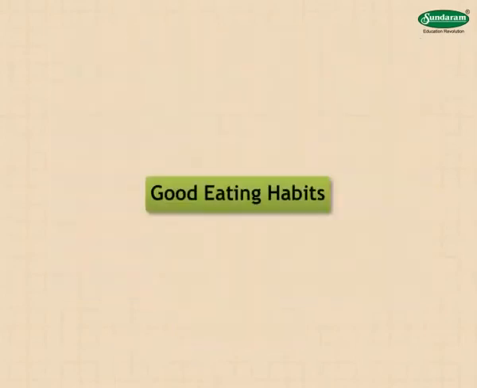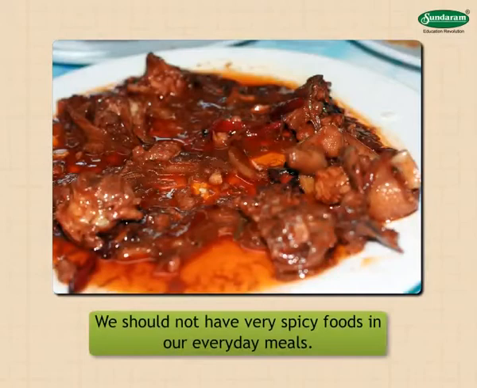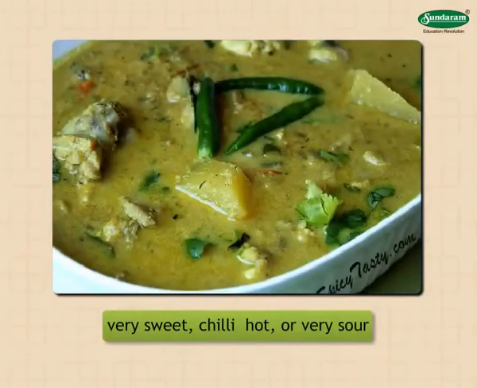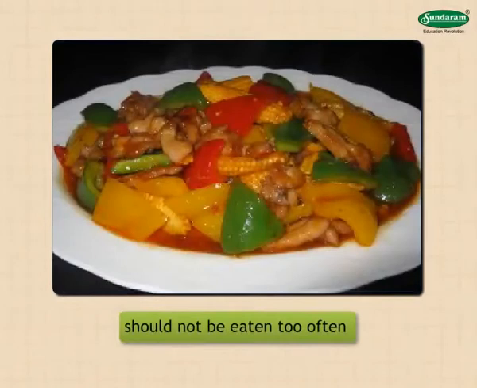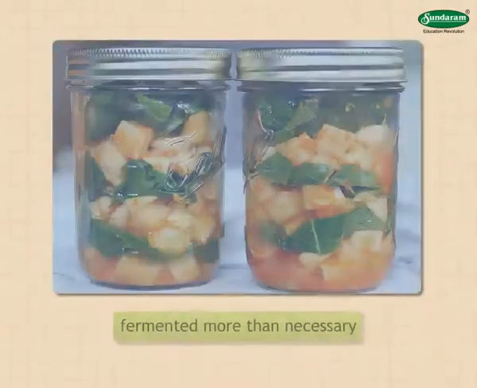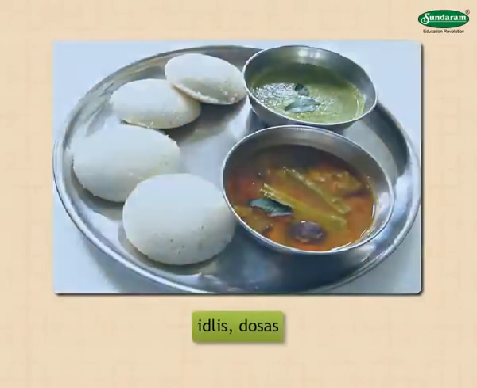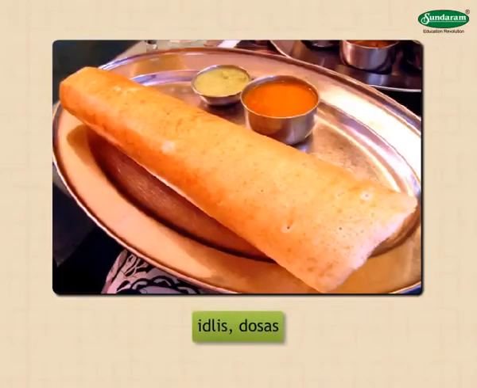Good eating habits. We should not have very spicy food in our everyday meals. Also, very sweet, chilly hot or very sour preparations should not be eaten too often. We must also avoid foods that have been fermented more than necessary. However, idlis and dosas made from reasonably fermented batters should be included in our diet. Food fermented like this has nourishing constituents in it.